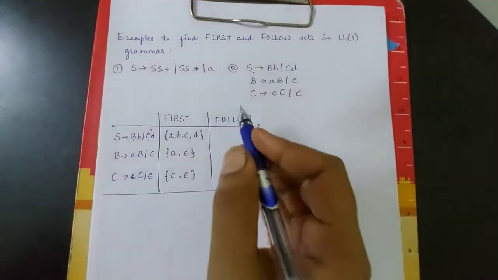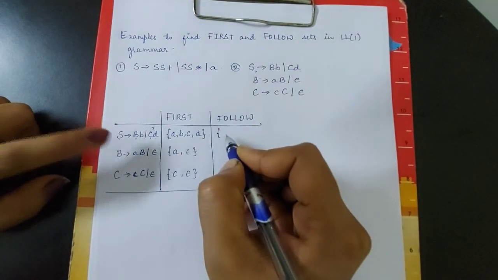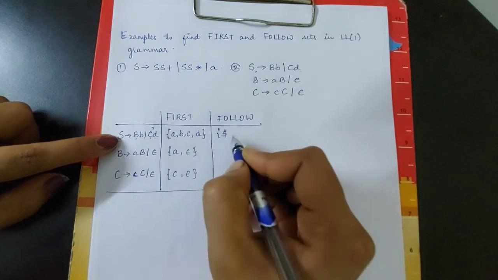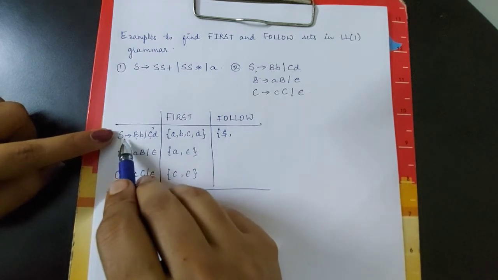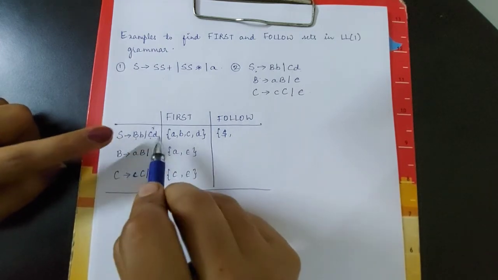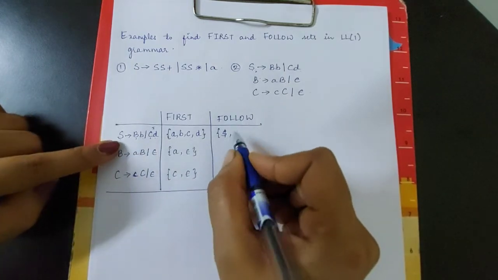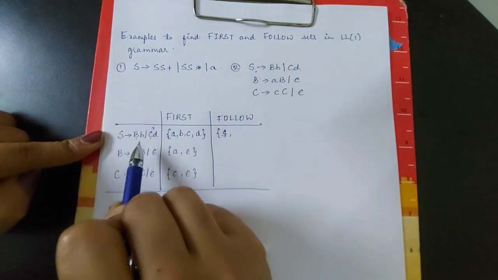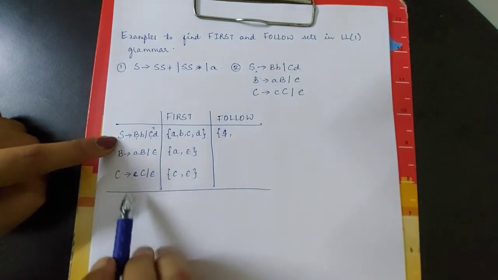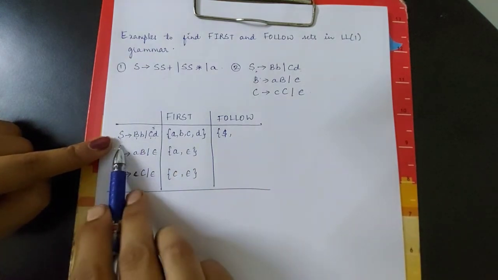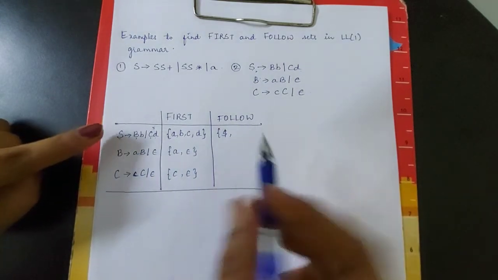So now we will write the follow sets. To begin with, since S is the starting symbol, always it adds dollar in the follow set. That means whatever is there for the starting symbol will always be followed by dollar, which is the end marker. That is the meaning of that. Next, what we need to do to find the follow set is check whether this non-terminal is present anywhere in the body of any of the productions. Is S present in any of the bodies of the productions? No, right? So dollar only is the follow set.